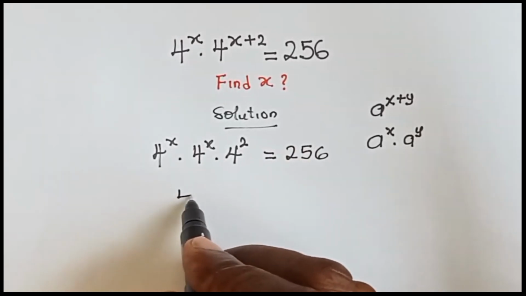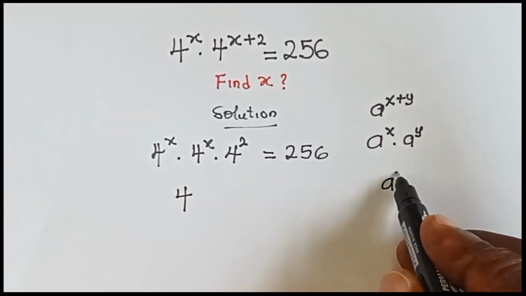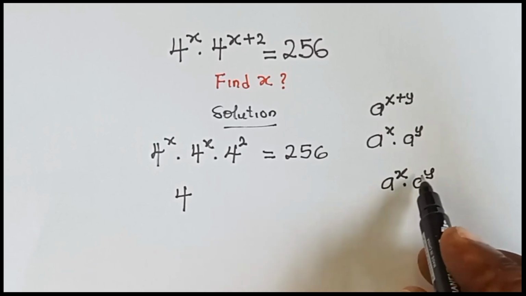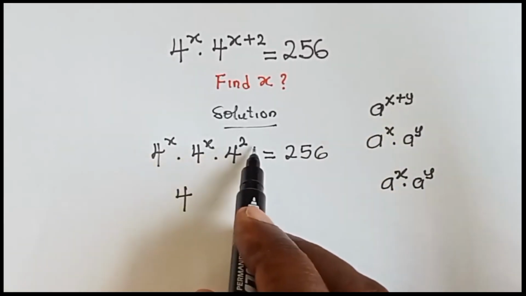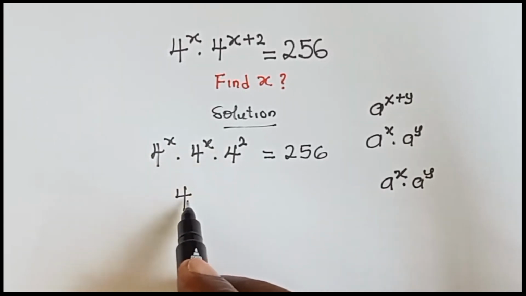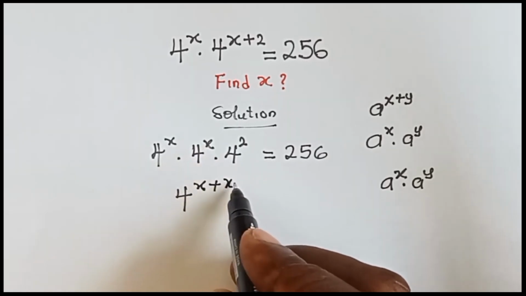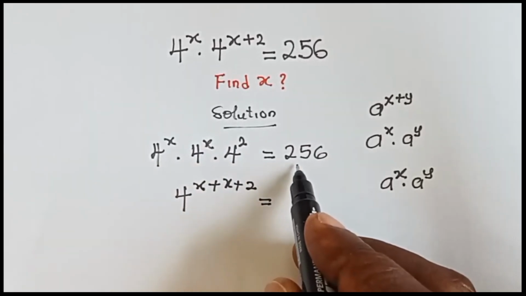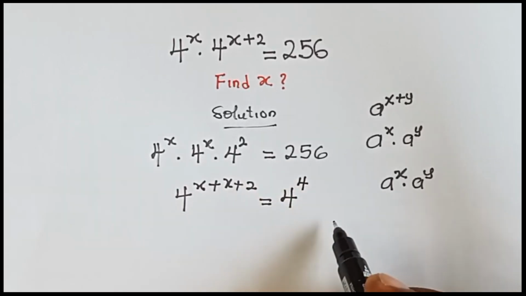Now, another law of indices states that if we have a raised to power x multiplied by a raised to power y, what do you do? You add the powers. So we are going to add all the powers that we have here because we have multiplication in between them. So we have 4 raised to power x plus 2. Everything equals 256. 256 is the same thing as what? 4 raised to power 4.